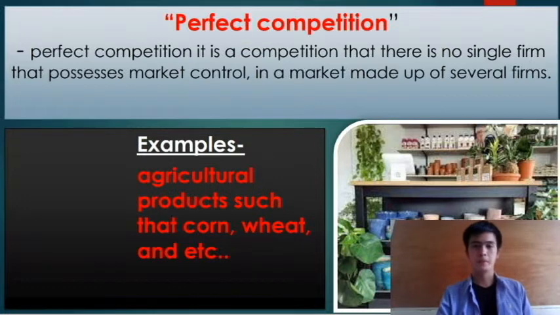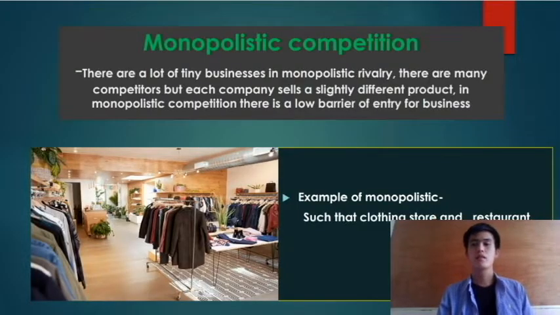Okay, the next is monopolistic competition. In monopolistic competition, there are a lot of tiny businesses in monopolistic rivalry. There are many competitors, but each company sells a slightly different product. In monopolistic competition, there is a low barrier of entry for businesses. An example of that is clothing stores, restaurants, and hotels. Those are examples of monopolistic competition.